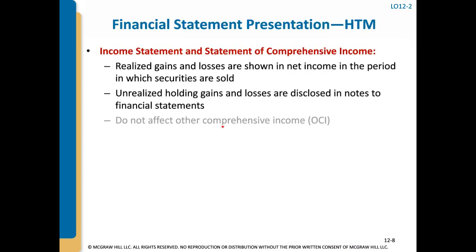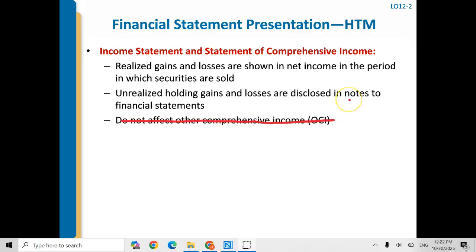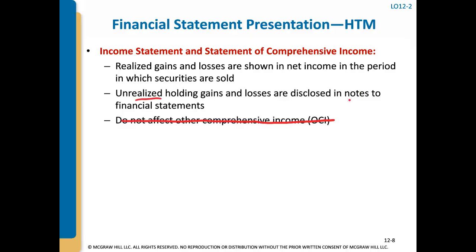So let's just talk about the financial statement presentation for the held to maturity. We don't do anything for OCI, other comprehensive income. Additionally, for held to maturity, any unrealized holding gains, which would be truing up our investment to fair value before we've sold it, would be an unrealized holding gain or loss. We don't record that on the income statement or balance sheet. We just disclose it in the notes.